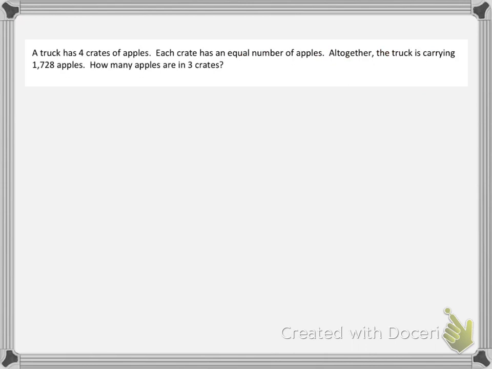And your last one is a word problem. A truck has 4 crates of apples. Each crate has an equal number of apples. Altogether, the truck is carrying 1,728 apples. How many apples are just in 3 crates? We start off with 4, and they want to know how many just in 3. So we know that we're going to be doing a 2-step problem here.